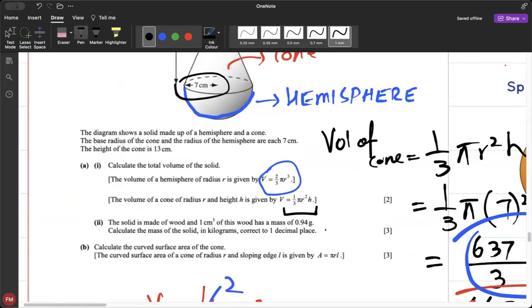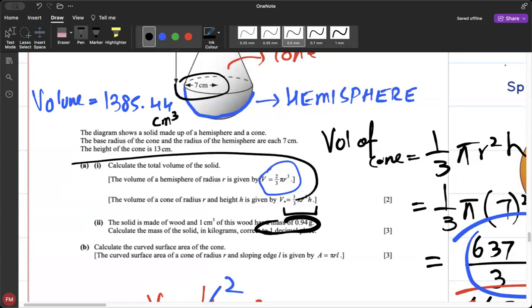It says the solid is made of wood and 1 centimeter cube has this much mass in grams. How much volume do we have? You said volume is 1390, but again, what's the exact figure? It's 1385.44236. You need to realize that you rounded up your answer for the first part. That's perfectly fine. But in the second part, if it requires you to use your answer for the first part, you have to take the exact value, not the rounded off figure.